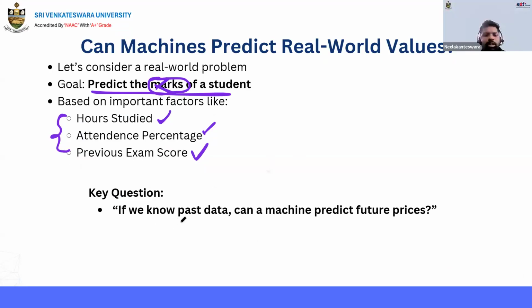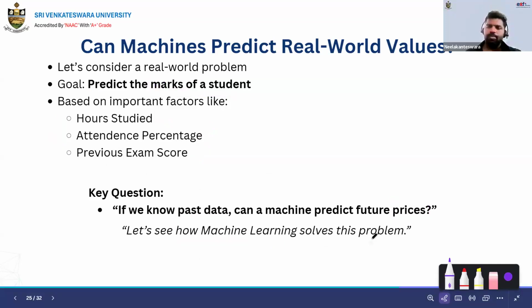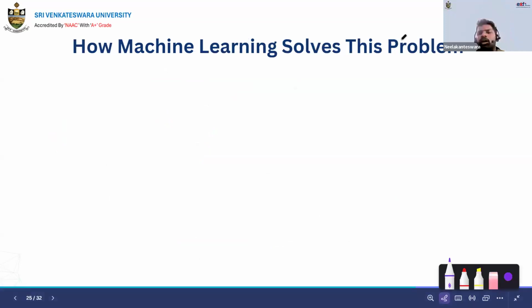The important question is, if we know the past data, can a machine predict the future values? This is the question here. Now try to answer this question. That's what we discussed theoretically, right? Now see whether it can really do that or not. Let's see how machine learning solves this problem, step by step, and how the machine is going to learn.